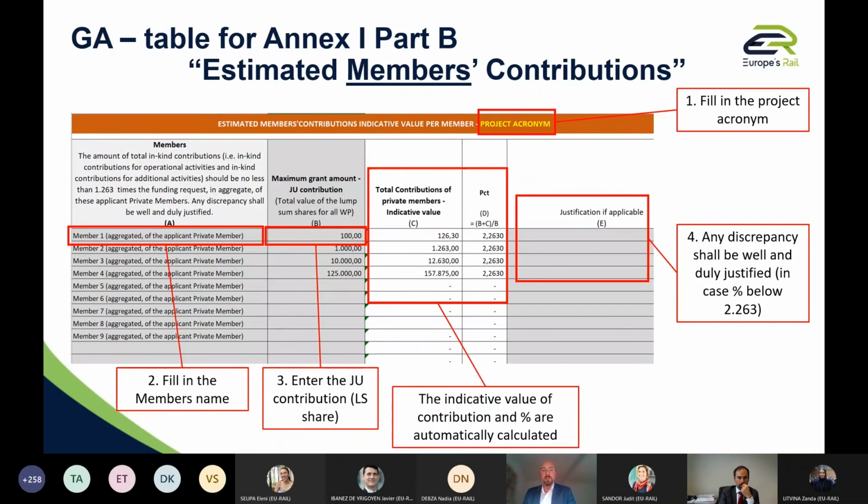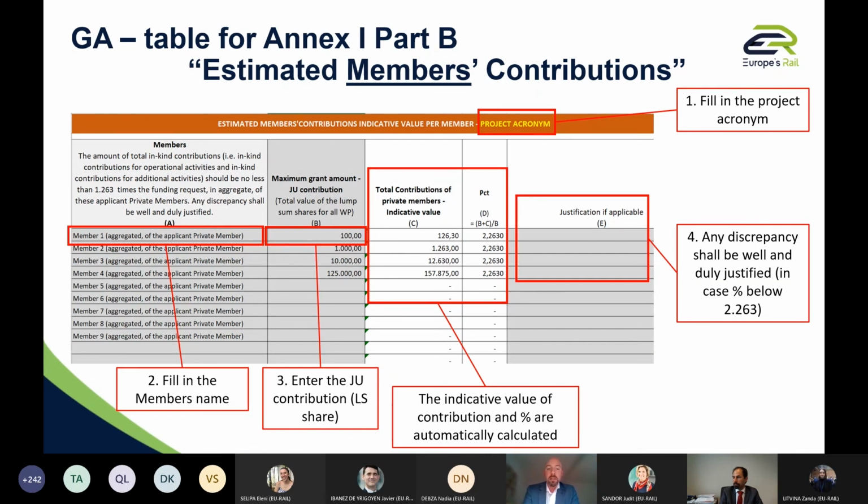So how do we manage? There is, and that's the other template table that I was making reference to before, an annex to fill in. You introduce the project acronym. Then you fill in the members' names. Really important here, we're talking about members aggregated, members and affiliate entities. So all together, we don't need a split. The split we already have in the proposal budget table.